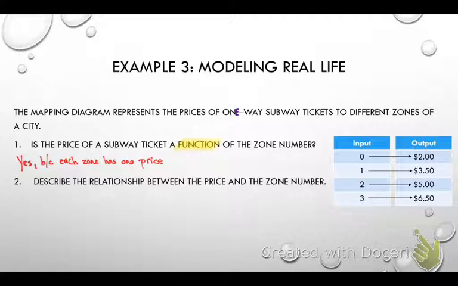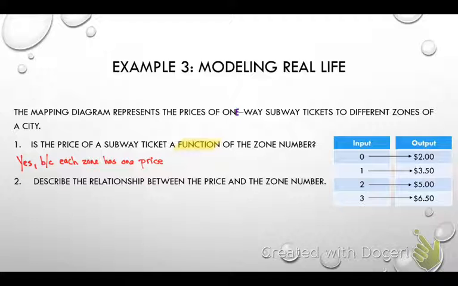All right, number 2. What is the relationship between the price and the zone number? So just to get on the train, how much do you pay? $2. Okay, so before you even go anywhere, just to get on the train, you pay $2. And then what do you notice? Whichever zone you're going, it increases by $1.